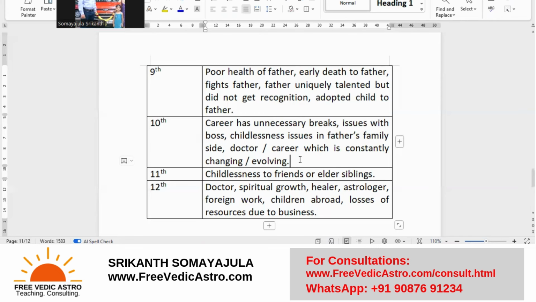There can be, these people can be rich because ultimately this gets into a Gemini Navamsha. These people must have faced a lot of difficulties in life and then eventually they became rich because of business or something like that. In the early days, they must have definitely seen a lot of failures in the business, right? And then you have 12th house. 12th house could again show a doctor, spiritual growth, healer, astrologer, foreign work, children are abroad, right? Losses of resources due to business.